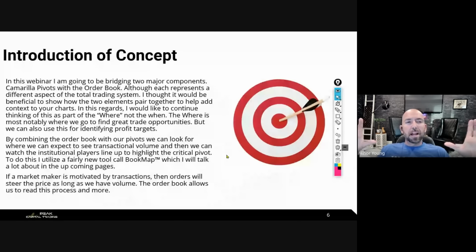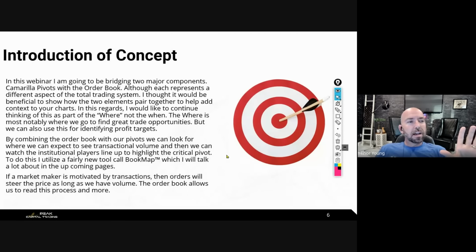So in this webinar, I'm going to be bridging two of my major components that I like to talk a lot about, Camarilla pivots with the order book. Although each represents a different aspect of the total trading system, I thought it would be beneficial to show how the two elements pair together to help add context to the charts.